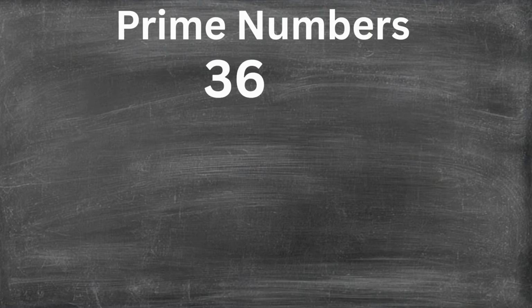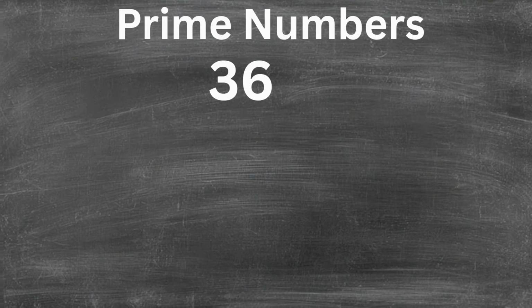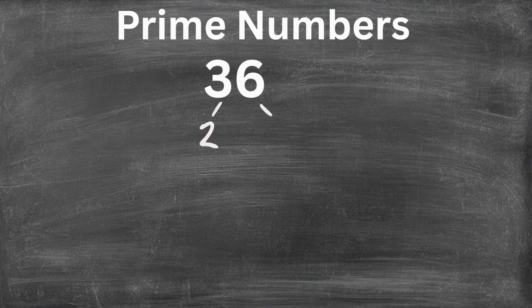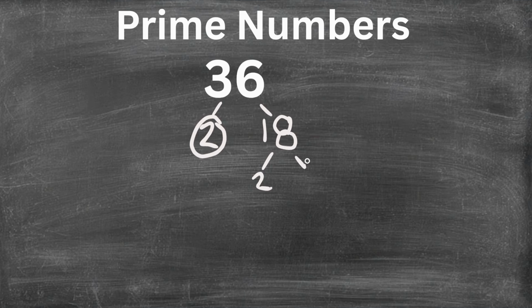Okay, now for 36, again, it ends in an even number, so why don't we just go by 2's, and 2 times 18 is 36. 2 is prime. Now we can go ahead and do this again. 2 times 9 is 18.